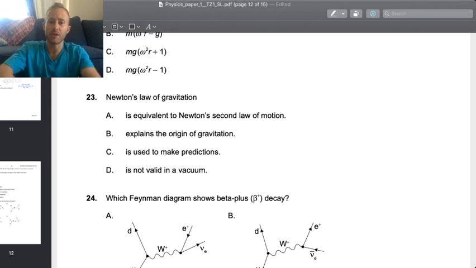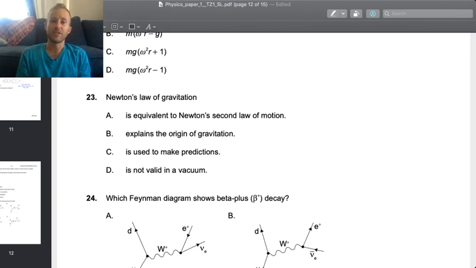Because Newton's second law of motion is F equals ma. Option B says explains the origin of gravitation. No, it doesn't really explain why gravity is. It just explains how gravity is. So I would say that B is not the correct answer.